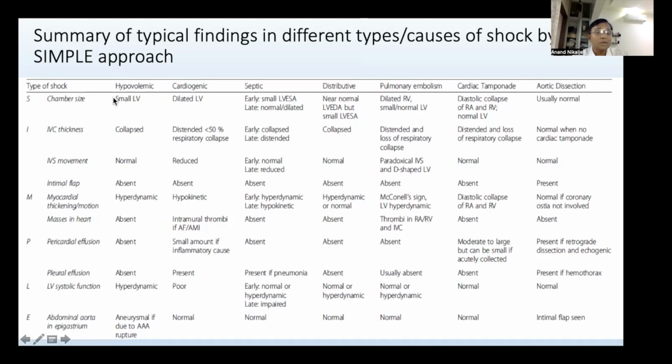So depending on all of this, with SIMPLE you can diagnose whether we are dealing with hypovolemic, cardiogenic, septic, or distributive shock, and you can diagnose pulmonary embolism, cardiac tamponade, and even aortic dissection with this SIMPLE approach.